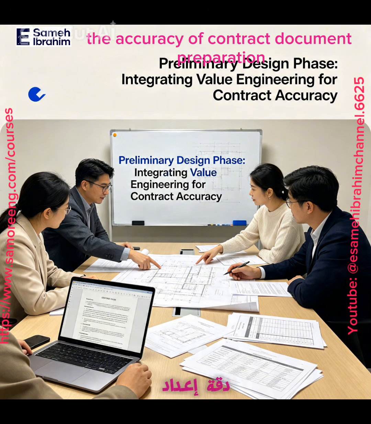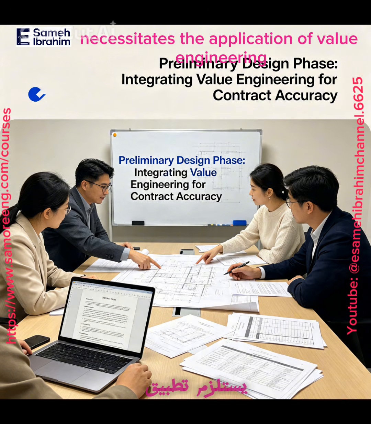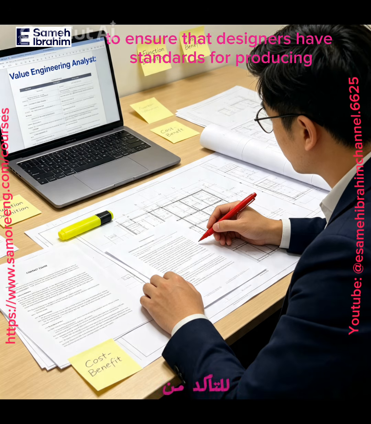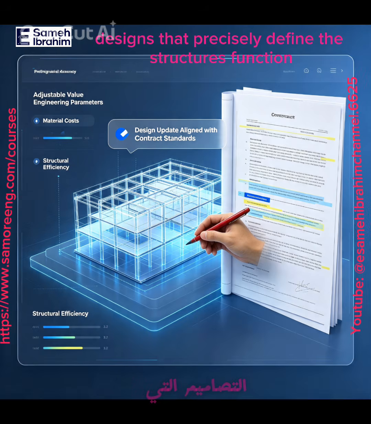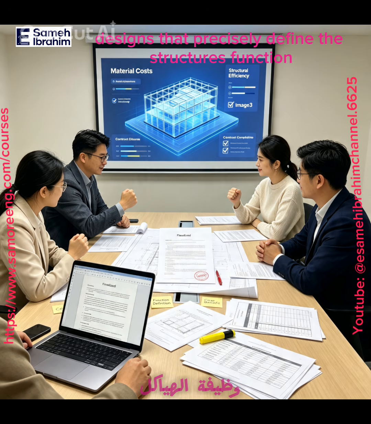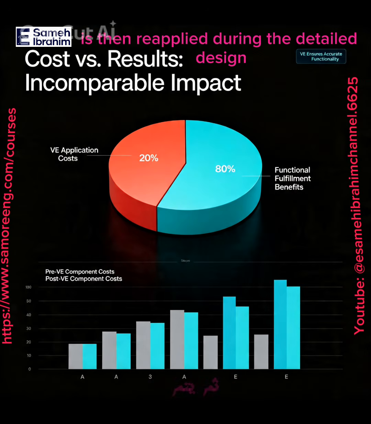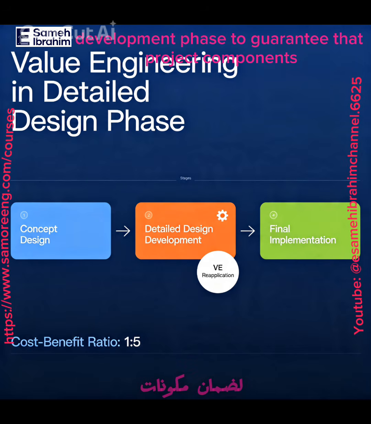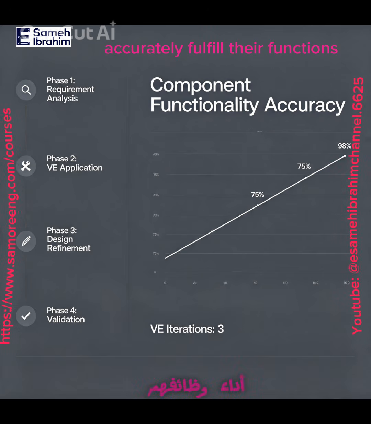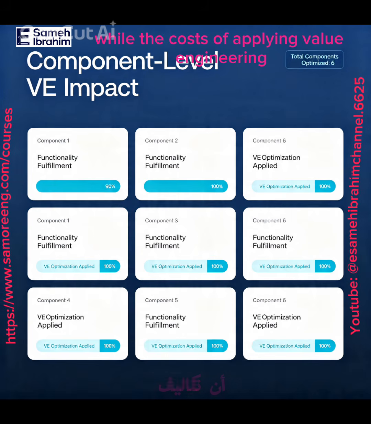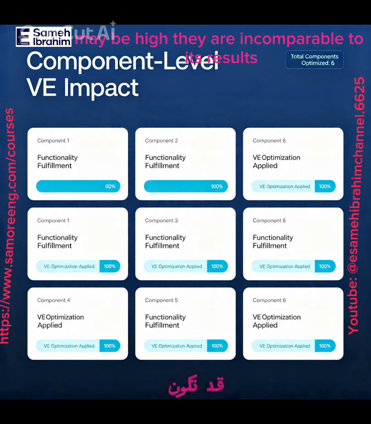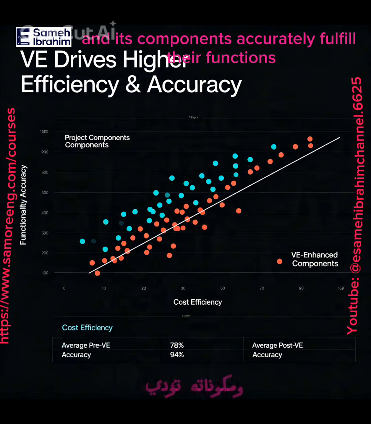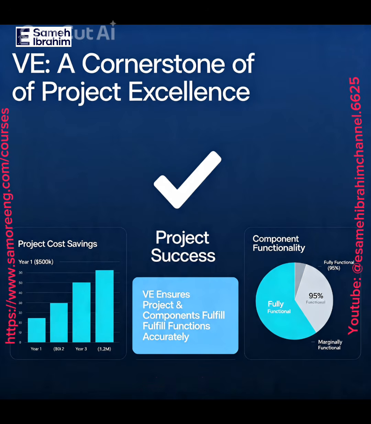The accuracy of contract document preparation necessitates the application of value engineering during the preliminary design phase to ensure that designers have standards for producing designs that precisely define the structure's function. Value engineering is then reapplied during the detailed design development phase to guarantee that project components accurately fulfill their functions. While the costs of applying value engineering may be high, they are incomparable to its results, which ensure that both the project and its components accurately fulfill their functions.